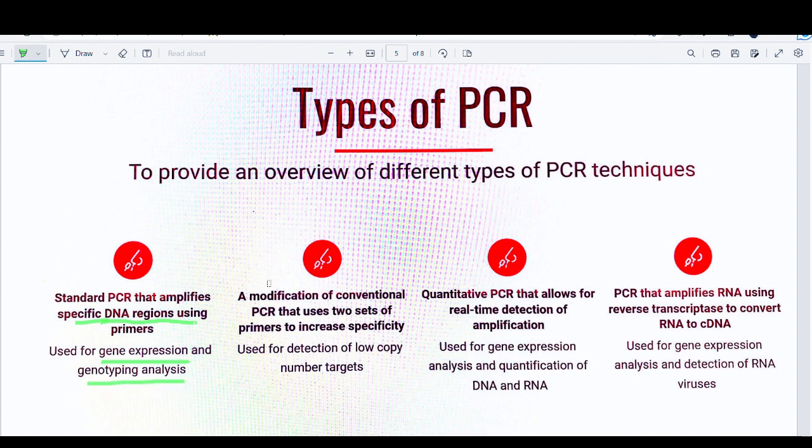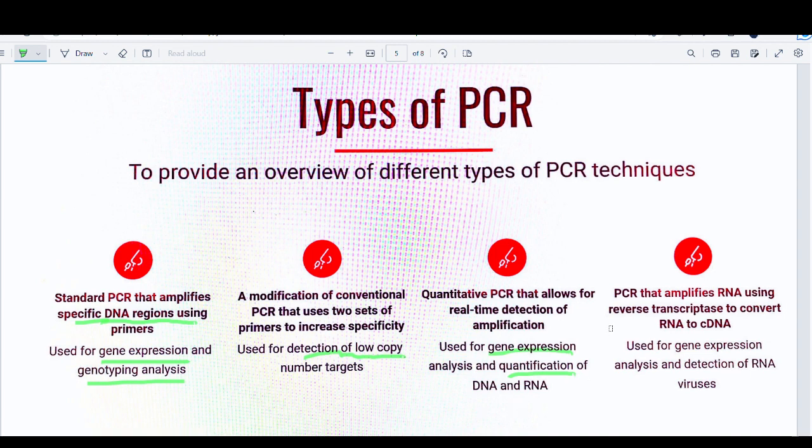The second type is nested PCR, which uses 2 sets of primers to increase specificity and is used for detection of low copy number targets. The third type is quantitative PCR, which allows for real-time detection of amplification. This type is used for gene expression and quantification of DNA and RNA.